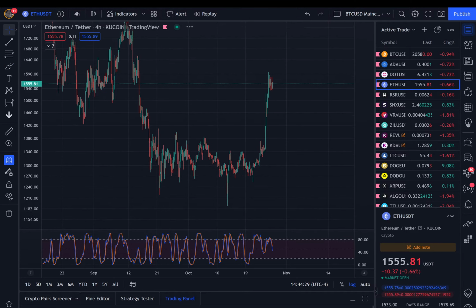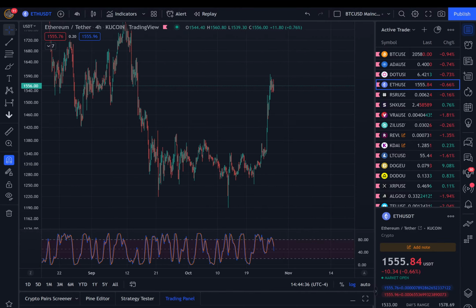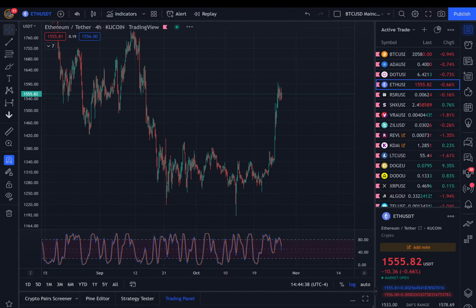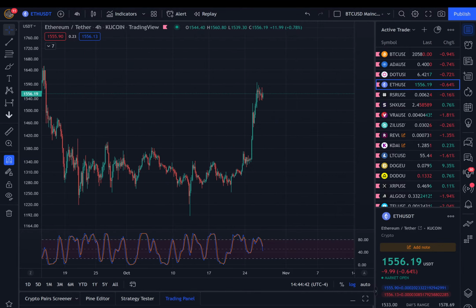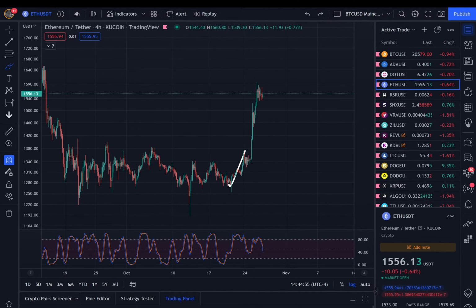Ethereum is a little further along, but it's still what I think is a wave 4 situation. Okay, if we count this as wave 1 and this wave 2, this is a wave 3, this is a wave 4, and let's just measure that using our extension tool.